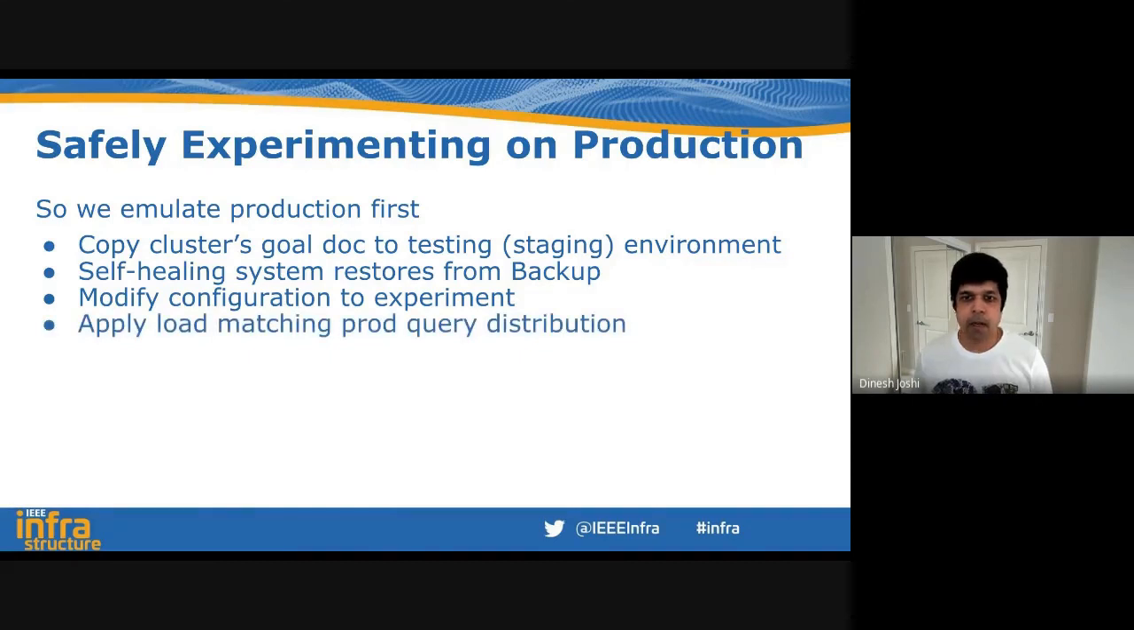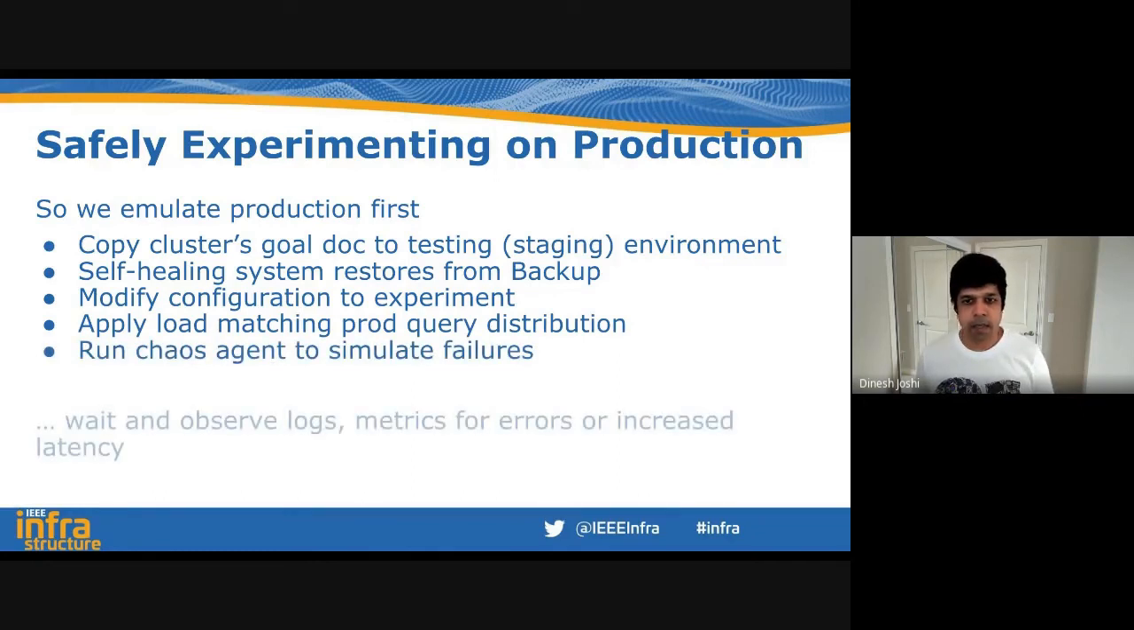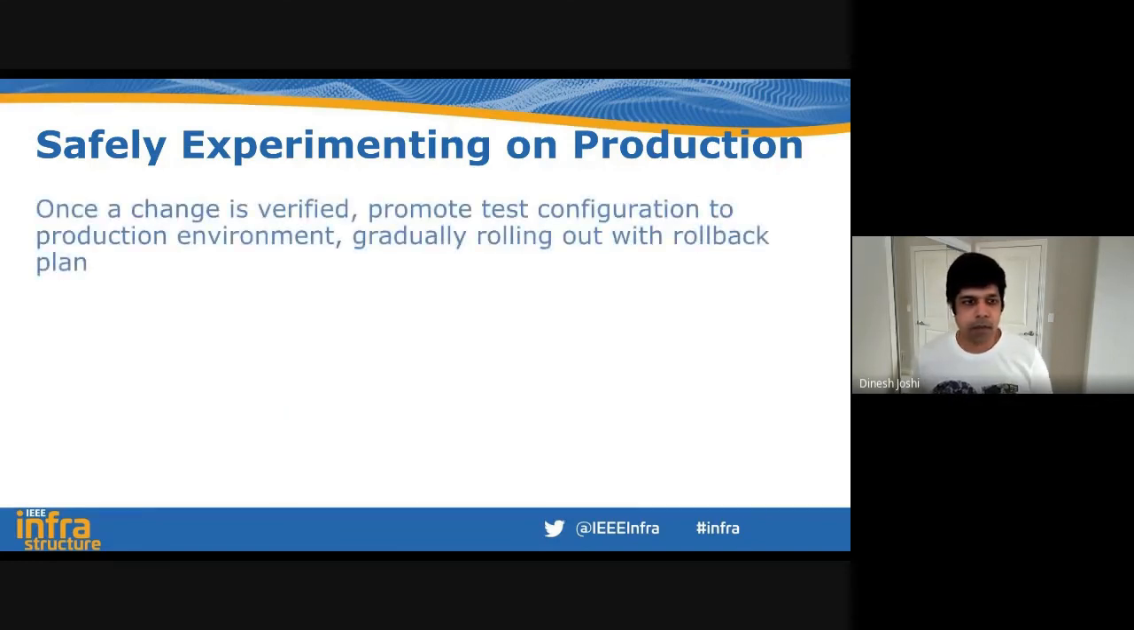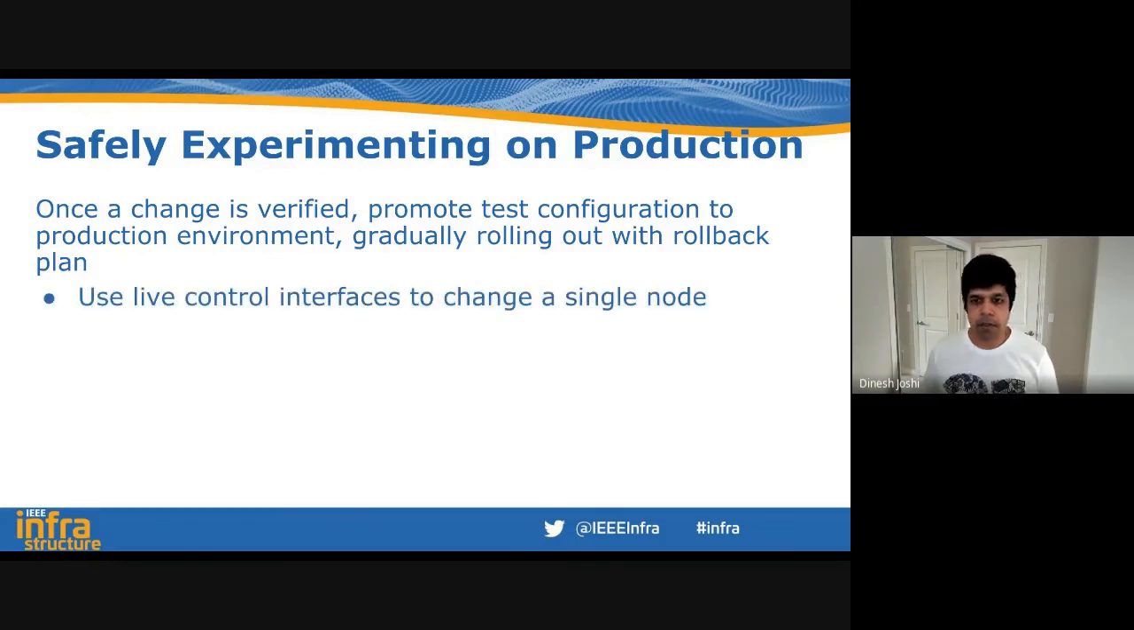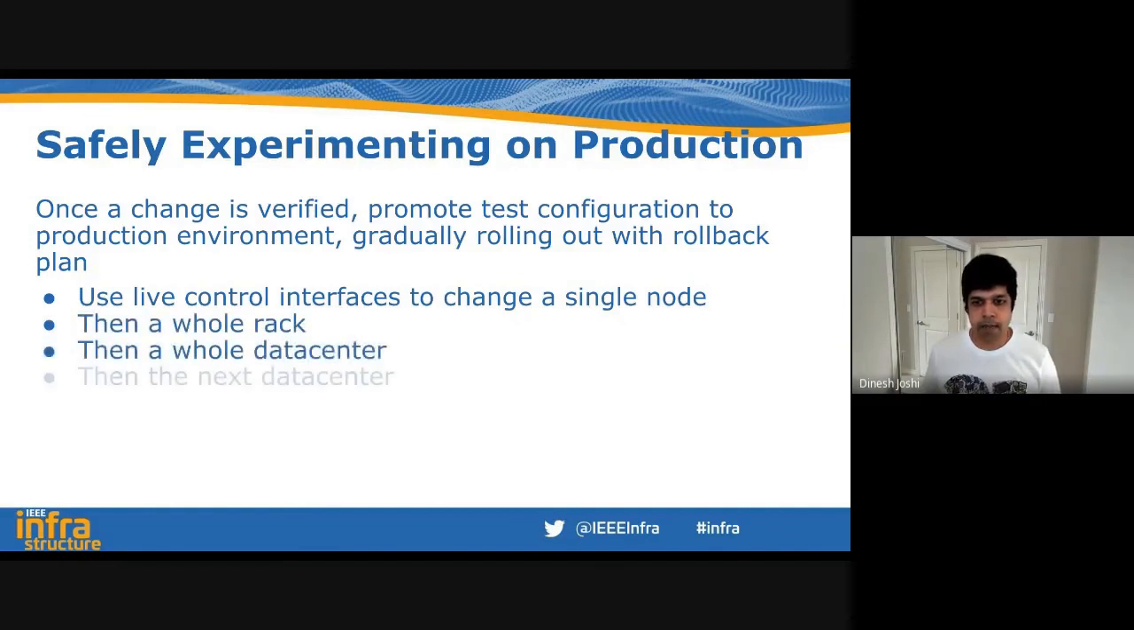Finally, we apply load that is matching the production query distribution while running chaos agents to simulate real-world failures. We then observe logs, metrics for any increased errors or failures. Once this change is verified, we promote the change to production gradually. First, we use the live control interfaces to change a single node, then a whole rack, followed by a data center, and so on and so forth, and all while observing metrics.